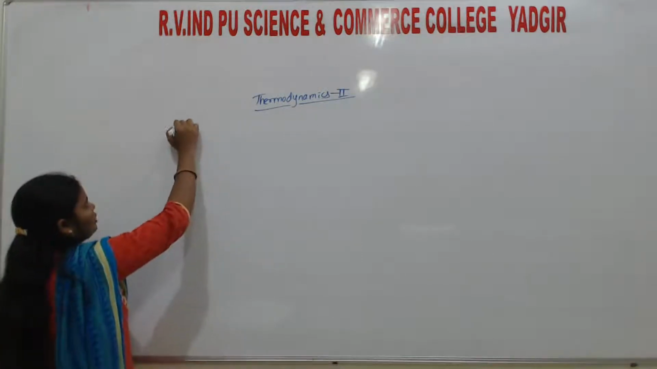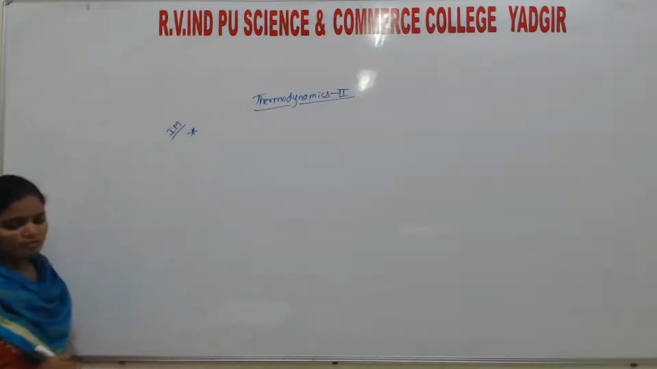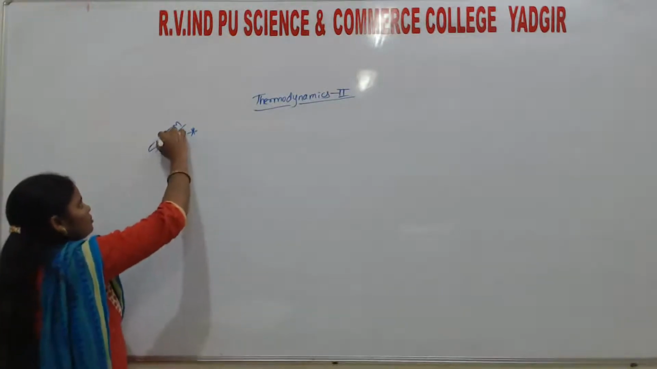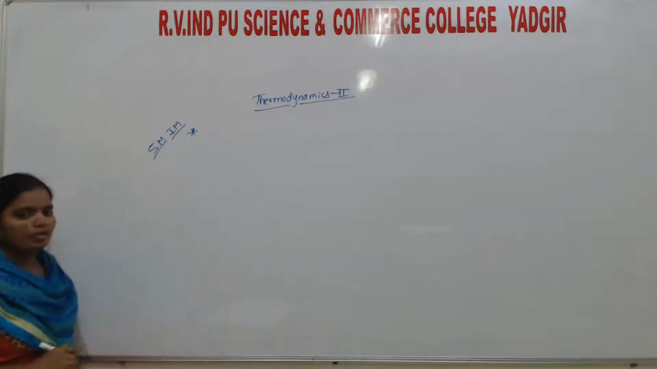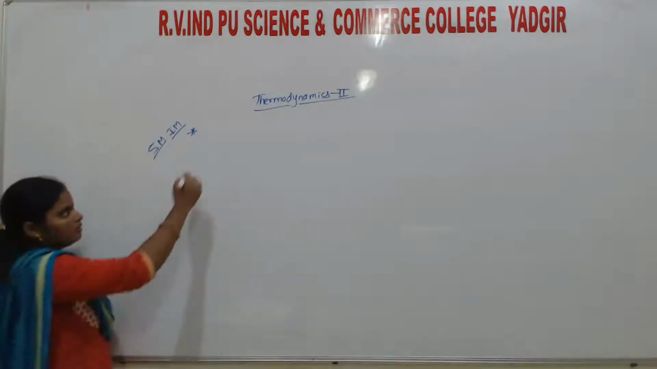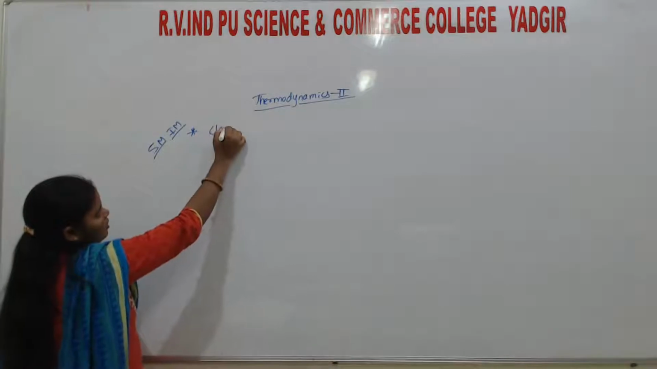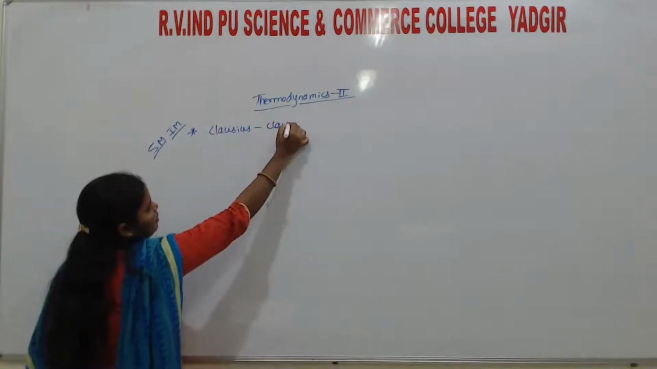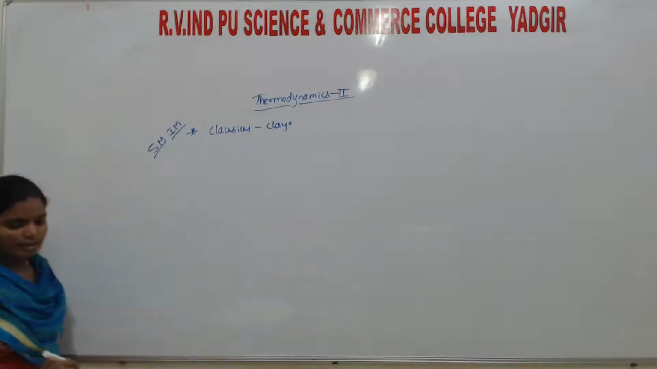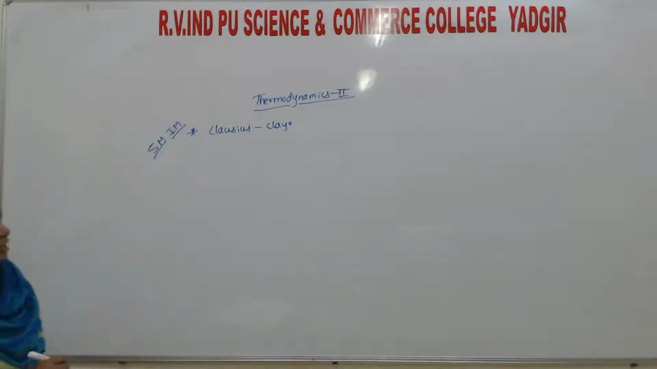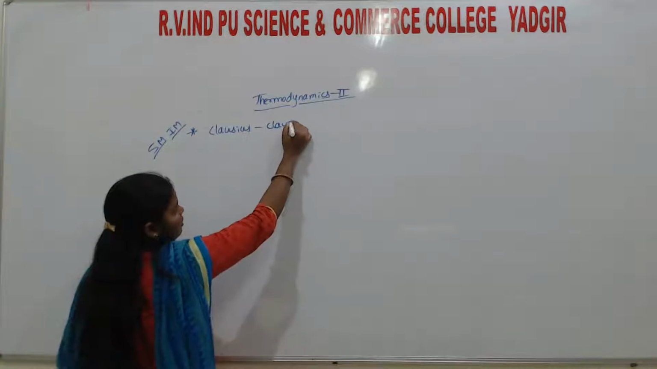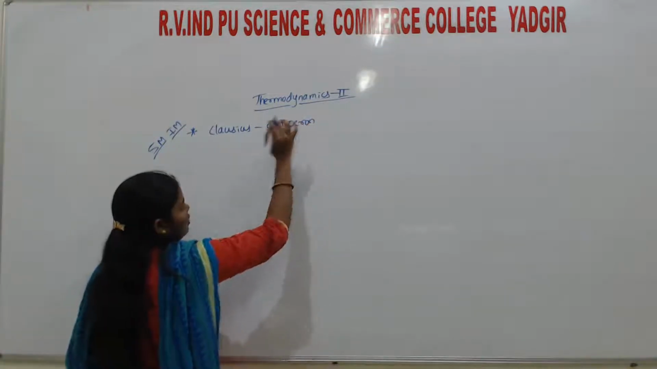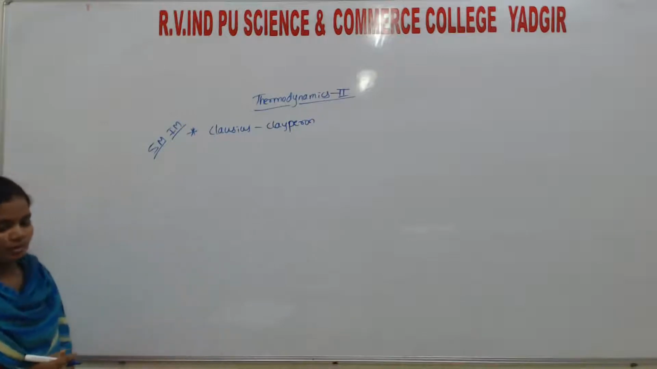This is very important for a 5 to 6 marks question. This is a 5 marks question: the Clausius-Clapeyron equation. Clausius, Clapeyron, C-L-A-Y-P-E-R, Clapeyron.